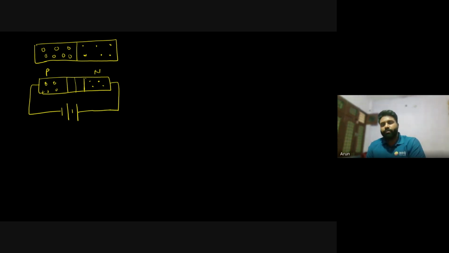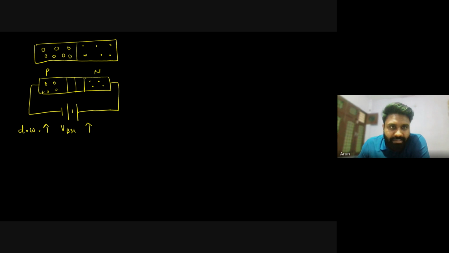Now, in reverse biasing, what will happen? This is P, this is N. If I connect the negative side to the positive side and the positive side to the negative side, this diode will be in reverse biasing. We know that in reverse biasing, the depletion width increases, which means the VBR, the potential barrier, is also increasing.